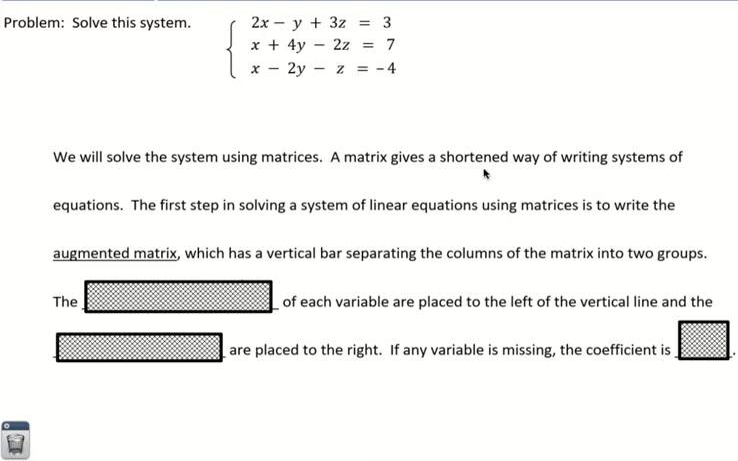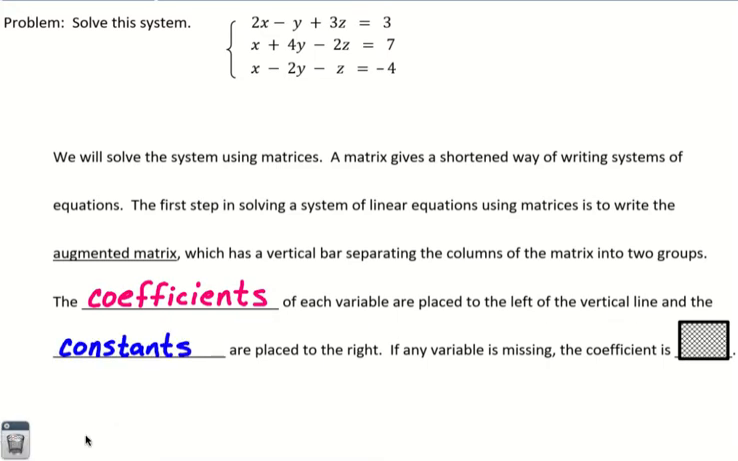A matrix gives a shortened way of writing systems of equations. The first step in solving a system of linear equations using matrices is to write the augmented matrix, which has a vertical bar separating the columns of the matrix into 2 groups. The coefficients of each variable are placed to the left of the vertical line, and the constants are placed to the right. So these are the constants, right?